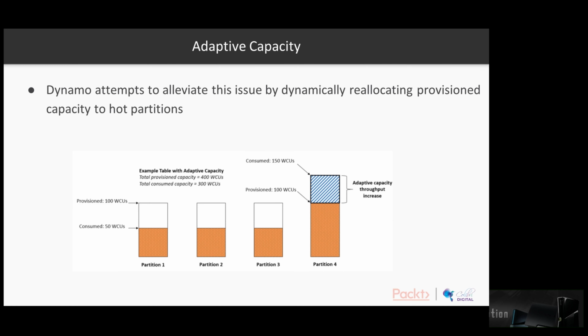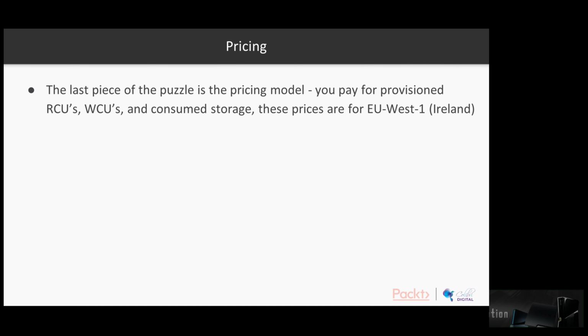So we can see in this diagram, we've got 4 partitions. We've got a total provisioned capacity of 400 write capacity units, and a total consumed capacity of 300 write capacity units. Now, on the first 3 partitions, we're only consuming 50 write capacity units. But on the 4th partition, we're consuming 150 write capacity units. So we're writing in an uneven partition pattern. So partition 4 is getting hot. So what DynamoDB will do, within burstable constraints, is provide additional capacity on those hot partitions to alleviate those constraints.